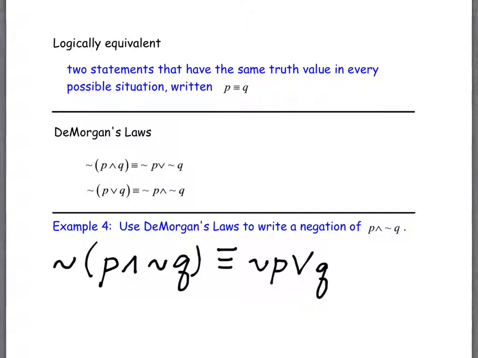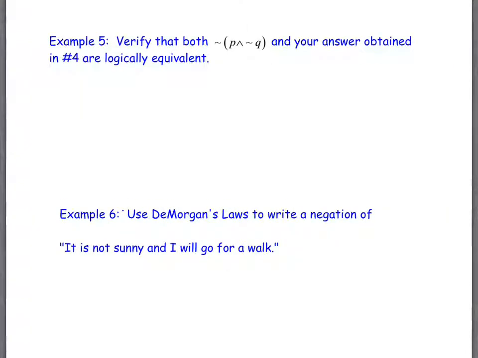Now, that sort of just looks like we're doing some fun stuff with symbols. What's the real value in that? I mean, what is really happening? Well, take a look. We're going to do an example in example 6. In fact, we'll skip 5 for a second and go to 6 so I can show you a concrete way that this works. It is not sunny and I will go for a walk.